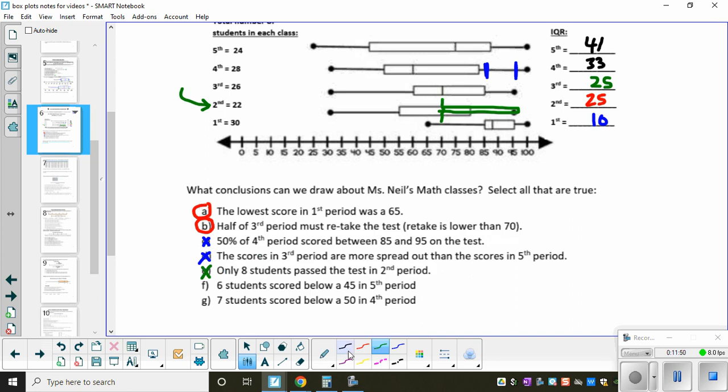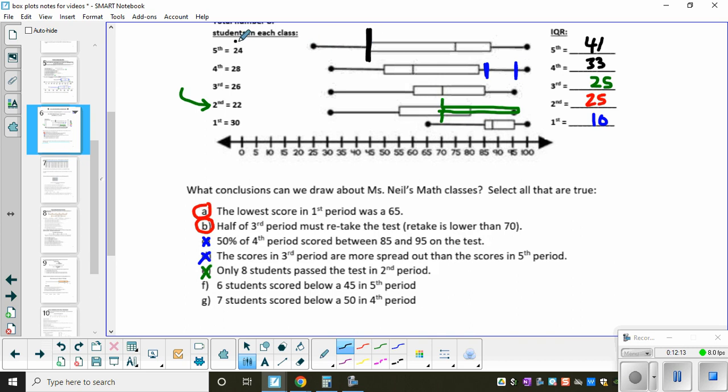Now for answer choice F, it says 6 students scored below a 45 in fifth period. So let's go focus on fifth period up here. And it's asking if 6 students scored below a 45. Now here's the 45, and I'm going to follow that up. So I'm right here. If I care about the number of students who scored below that line, that's a fourth of the data, 25% of the data.